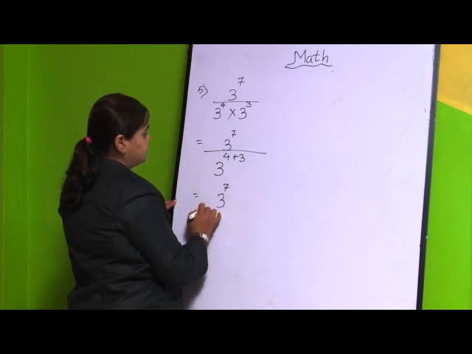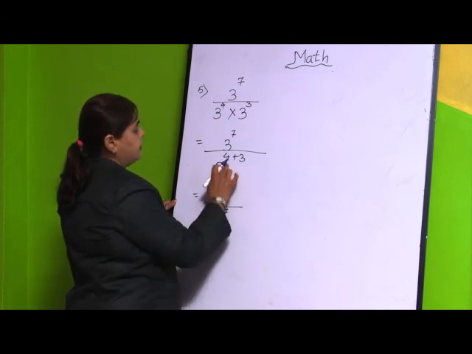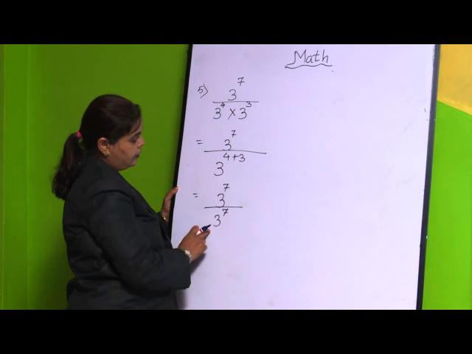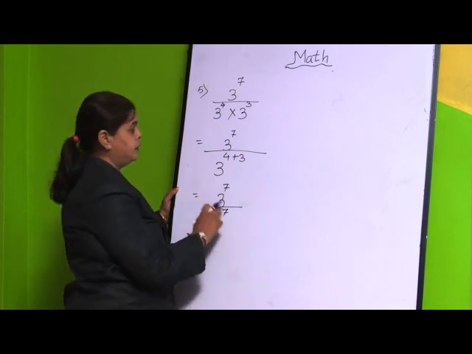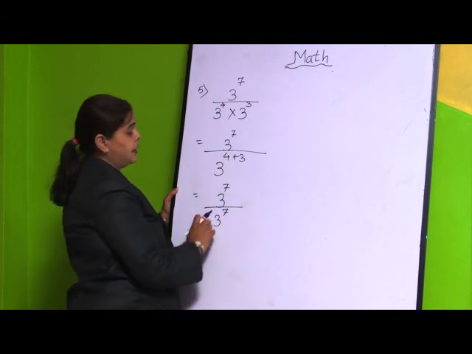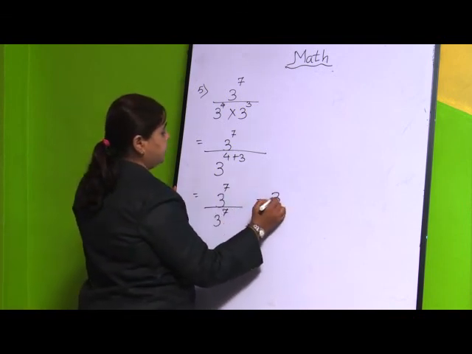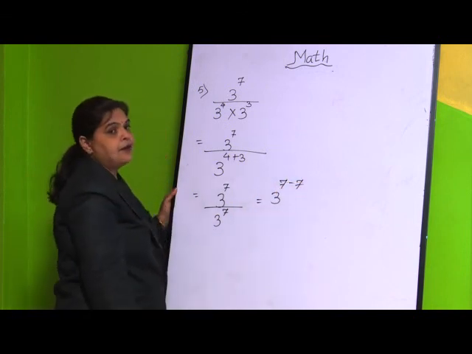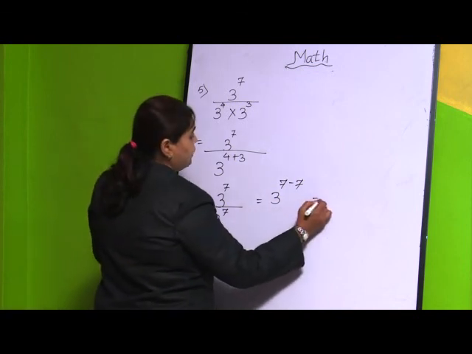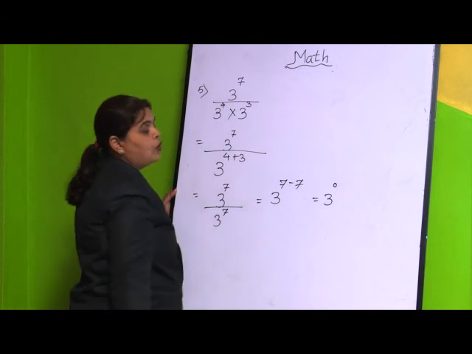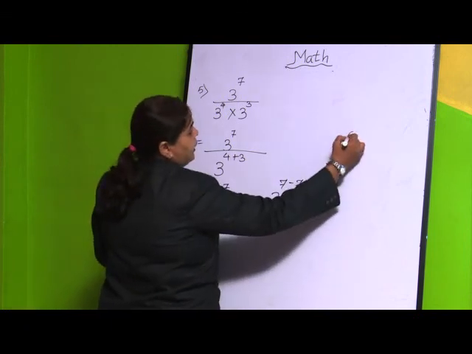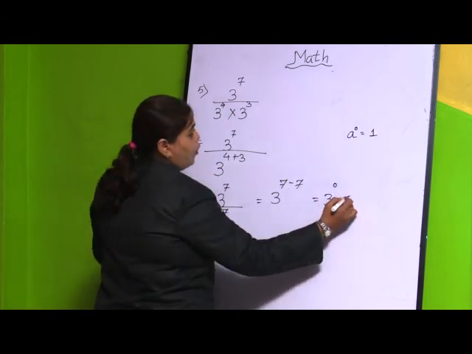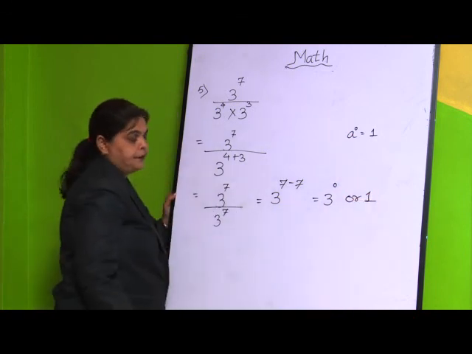Again 3 raised to the power of 7 and 3 raised to the power of 7, that is 4 plus 3 is 7. Here we have written 3 raised to the power of 7 upon 3 raised to the power of 7. Now, here both the bases are same, so the power should be subtracted. We will write 3 common, 7 minus 7. 7 minus 7 is 0. So, we will write 3 raised to 0, or we can say that we already learned that a raised to 0 is always 1. So, it is nothing but 1.